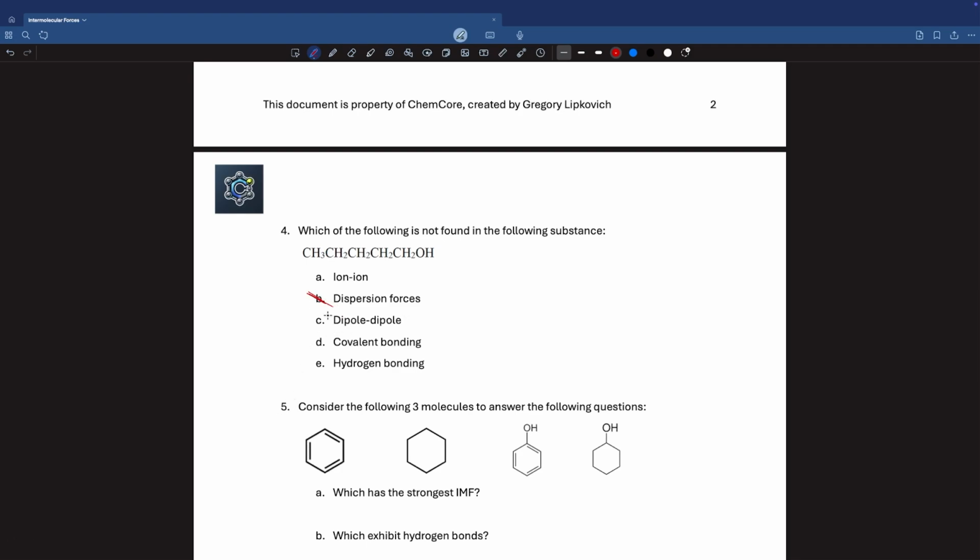Dipole-dipole, it's polar, so definitely there. Covalent, we talked about it earlier, definitely there. Hydrogen bonding, this oxygen is connected to hydrogen, so definitely there. And ion-ion should be your answer. And notice that ion-ion interactions assume that we do have an ionic bond here, which we do not. So definitely the right answer.